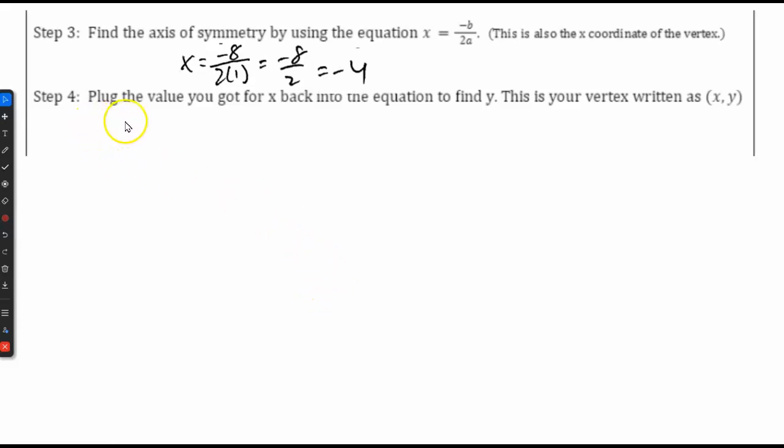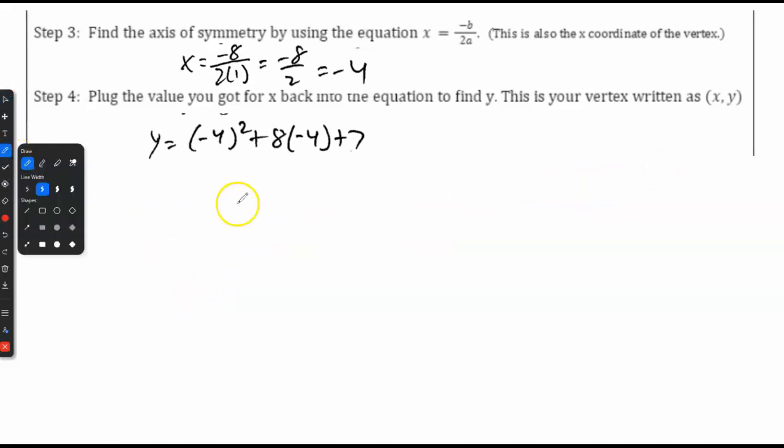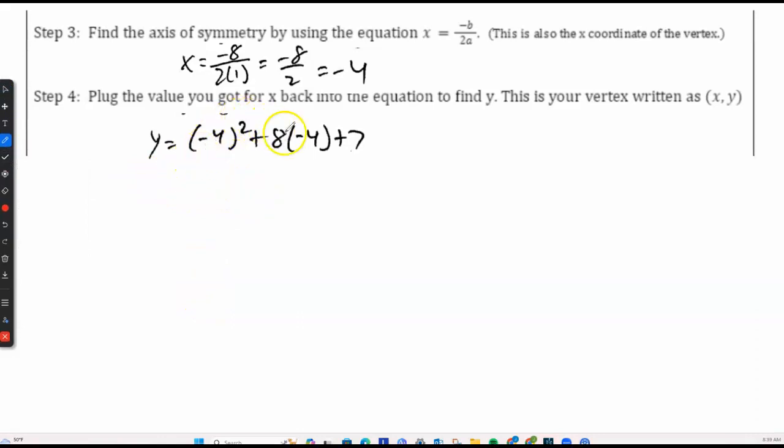Step 4, plug the value you got for x back into the equation to find y. So we're going to take that negative 4, we're going to plug it in, we're going to see what happens. We're trying to find the vertex. So if we put negative 4 into the equation, we get negative 4 squared plus 8 times negative 4 plus 7. Negative 4 squared means negative 4 times negative 4, so that's positive 16. 8 times negative 4 is negative 32 plus 7.